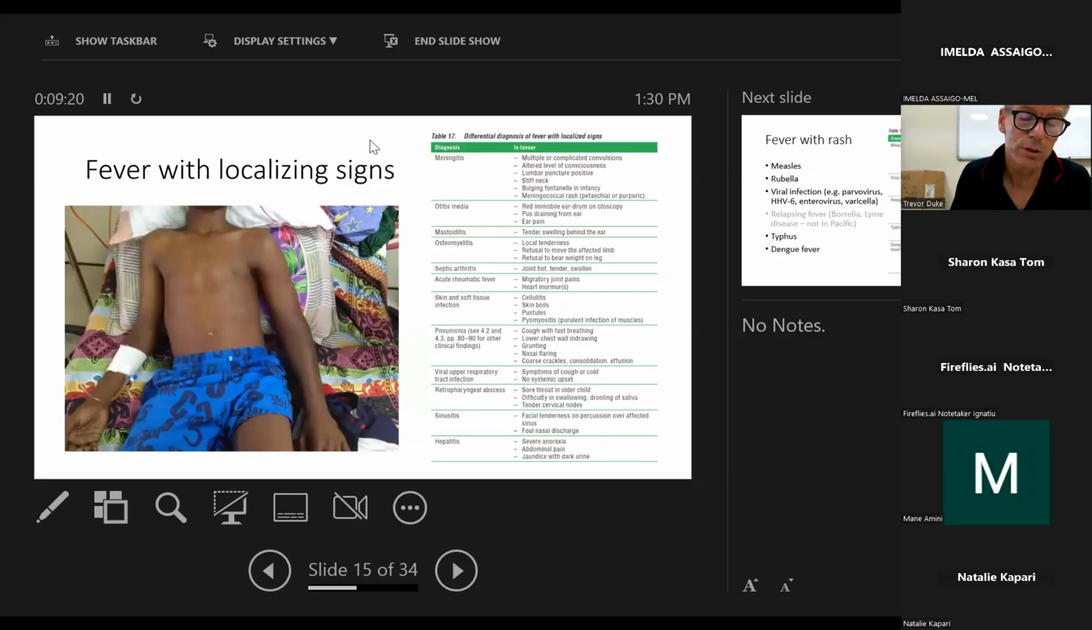I put this photograph in because it's a child who came in with fever of uncertain cause. And what can you see in the photograph? His left arm is very swollen. That's right. So what would you think about? He's got persistent fever, it's gone on for longer than a week, and he's got a localizing sign, a swollen arm. What could it be?